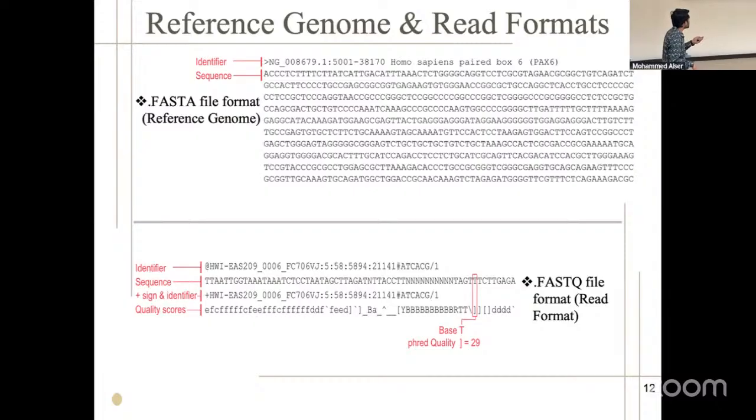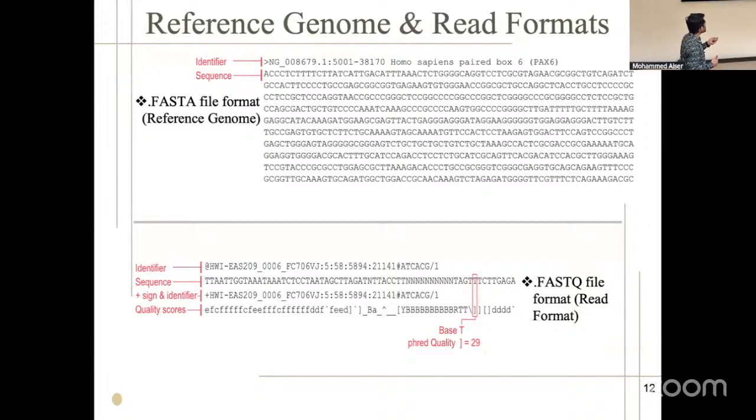After that there is the read format file, which we call a .fastq file. For this file you will see four lines. The first line starts with @ and some letters; this is the identifier of the sequence. The second line is the sequence, with the same four letters and also N, meaning we don't know what letter is there. The third line, with the plus sign, divides the second and fourth lines. The fourth line is the quality score.